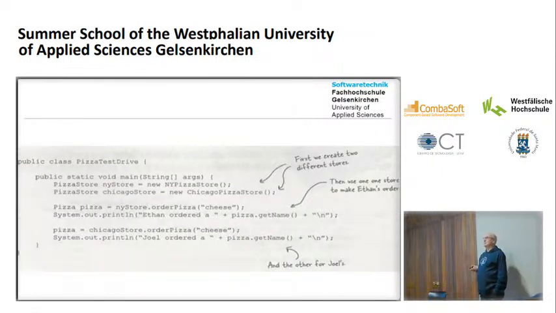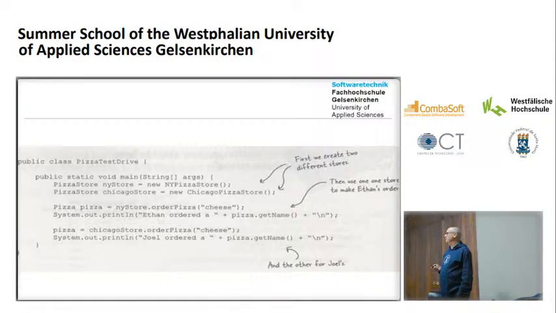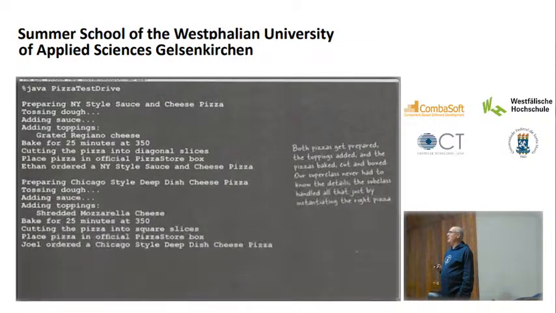Now let's test it. We have now 2 pizza stores. If you want a third one, we can add a third one. We have the New York store with the order pizza method, and the Chicago store with the order pizza method. So now we can order from every store differently, here now only cheese pizzas.